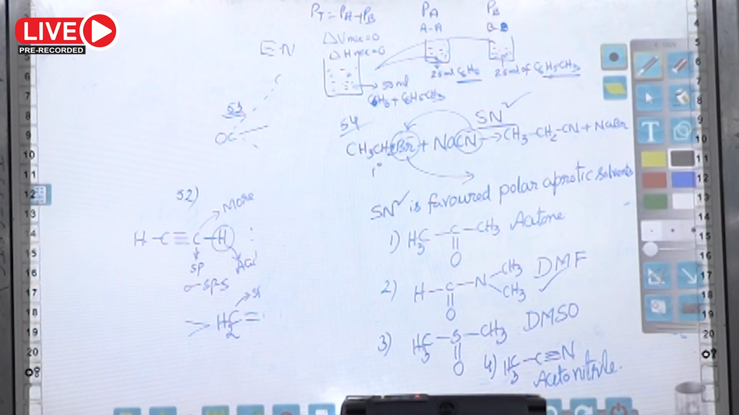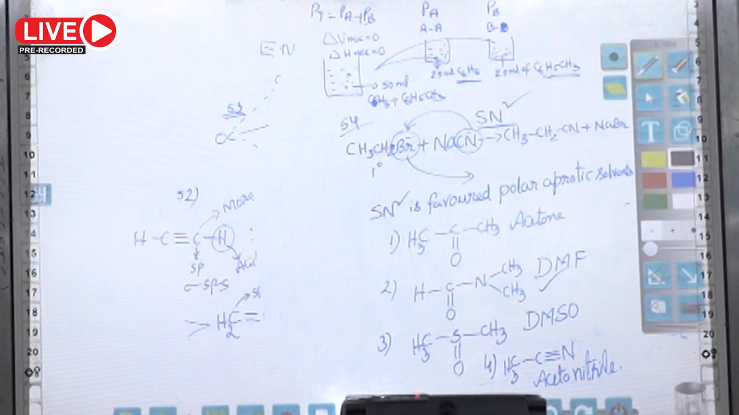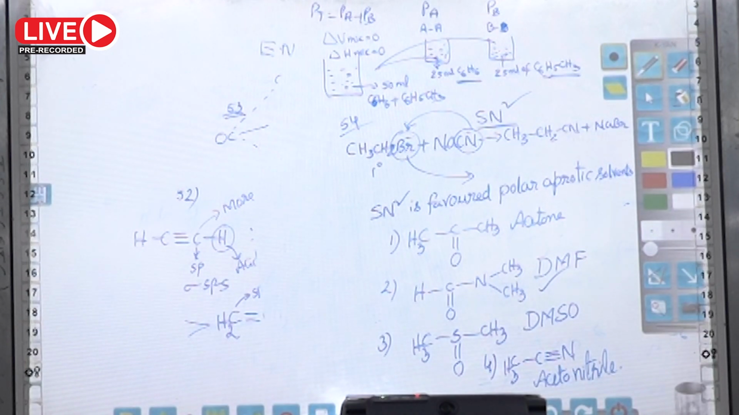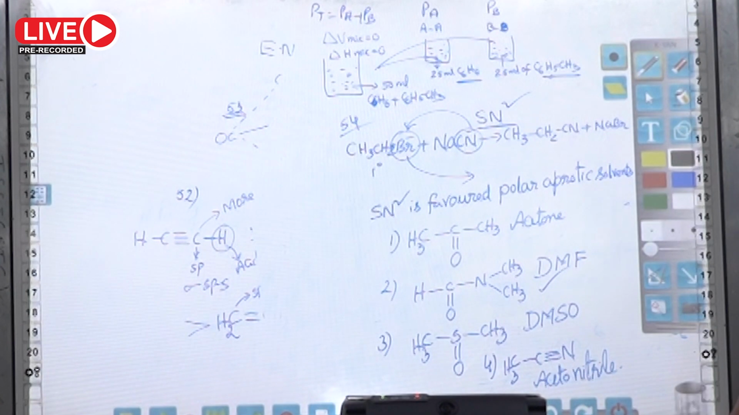Delta G is free energy. Whenever two liquids are mixed, they are instantly mixed with each other. It is a spontaneous process. For all spontaneous processes, delta G is negative. So what is the incorrect option? Delta G mixing is equal to 0 is incorrect. Now we are going to the 56th question.